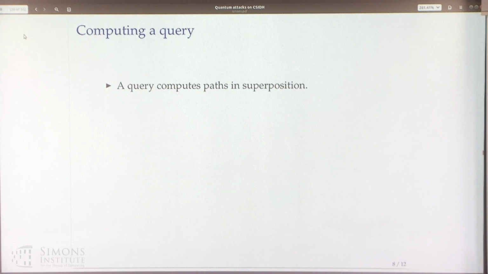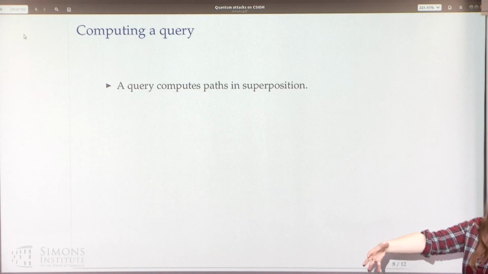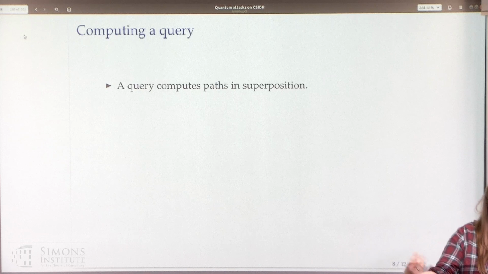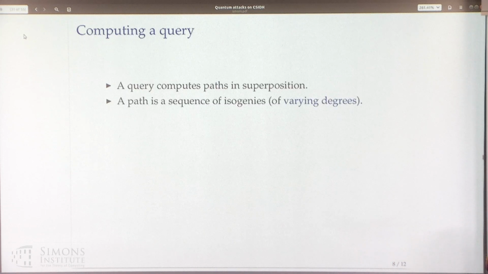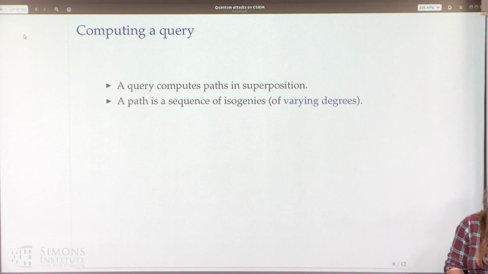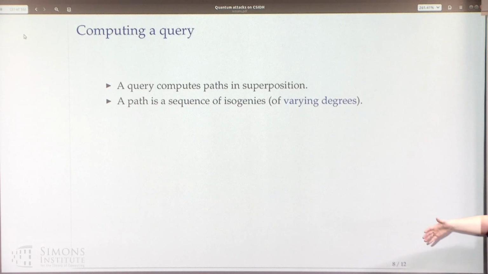Okay, so computing a query. What does a query do? It computes many paths in superposition. What's a path? A path is a sequence of steps, each step is an isogeny. A path is a sequence of isogenies, and they will have degrees which vary a lot. They're going to range from 3 to 587, for example, or maybe something bigger later on when things get broken.